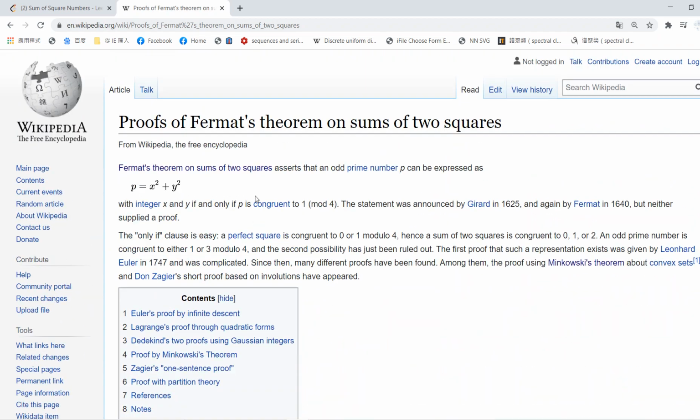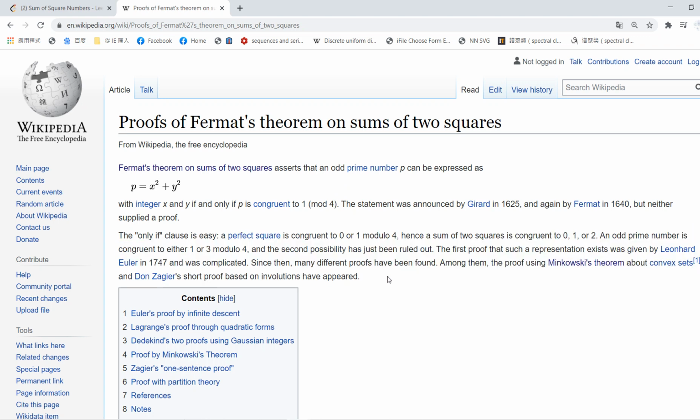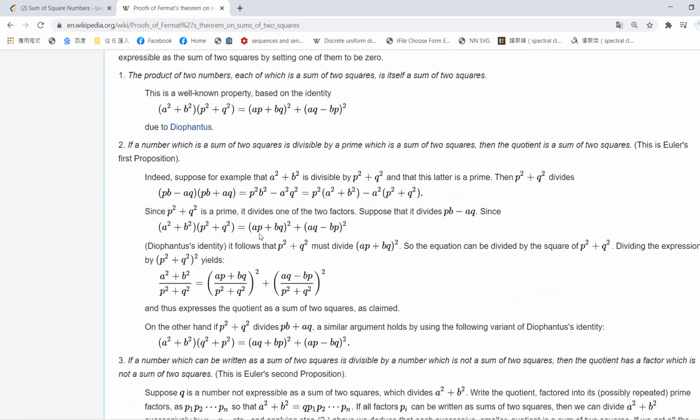And then there's a theorem. This problem was proved by the mathematician, by the Fermat theorem of sum of two squares. Basically, if you want to see the proof, then you can go to my channel, and I will have a proof there. Okay, but that's a mathematical object, the mathematical theorem.